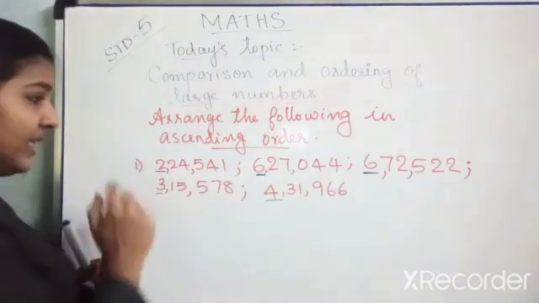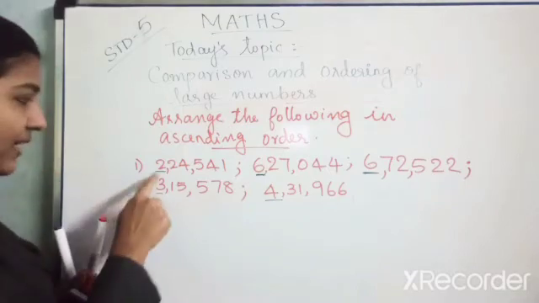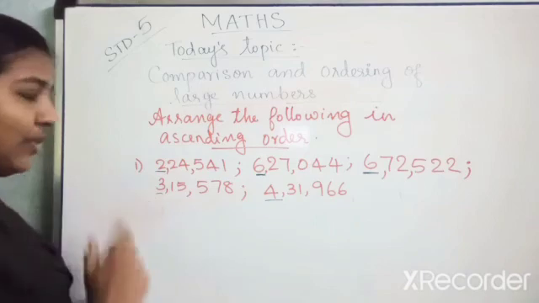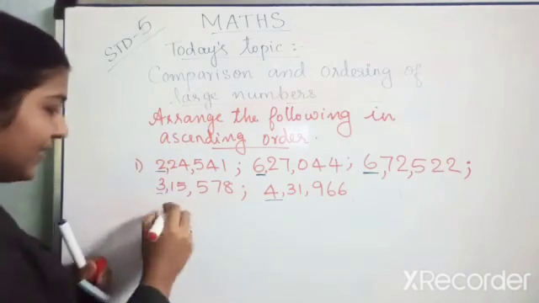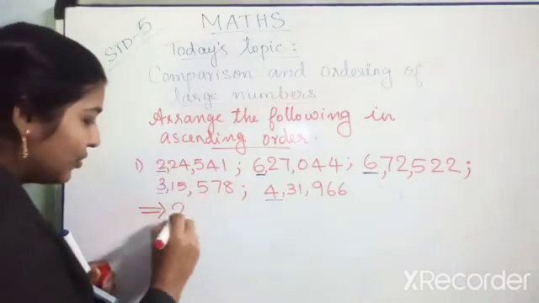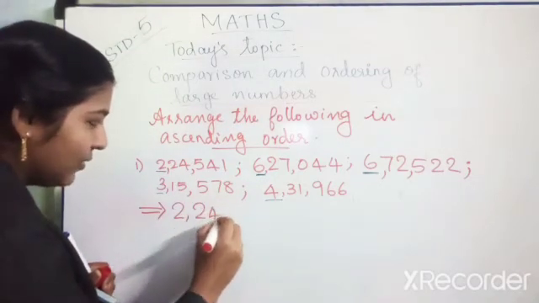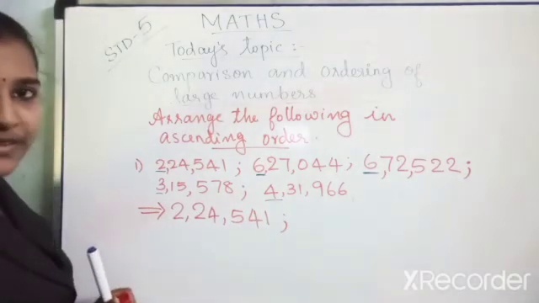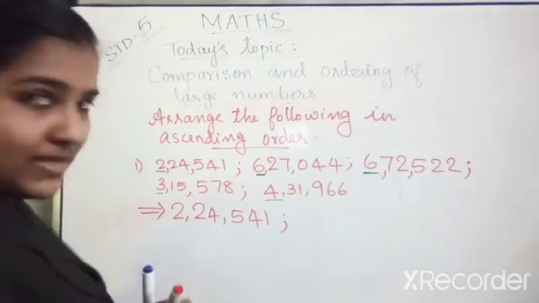Yes, 2 is the smallest one, isn't it? 2, 6, 6, 3, 4. Among these, 2 is the smallest one. So the first number we got, that is 2,24,541. Okay, we got the first number, the smallest number.